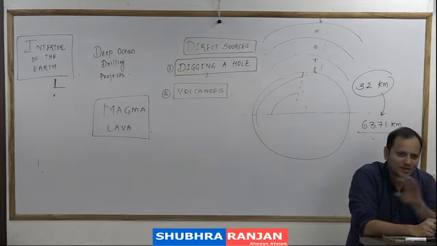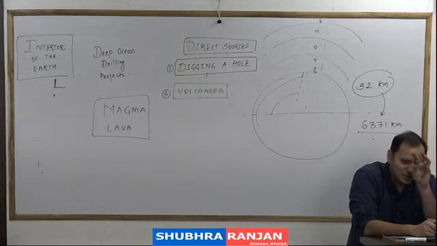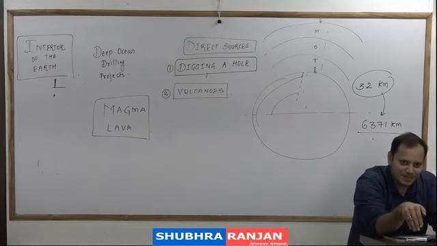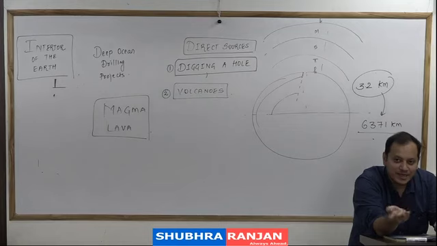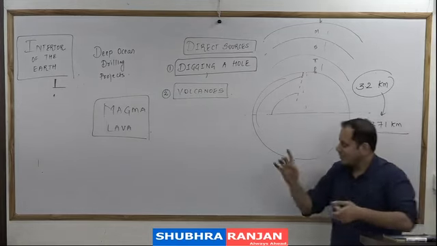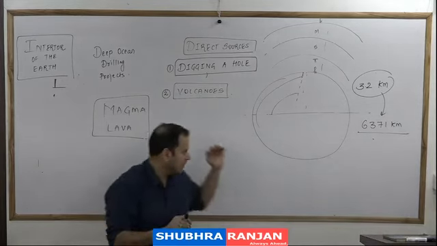ज्वालामुखी और ज्वाला, ज्वाला ही है. So that ज्वाला, if it is present below the earth, magma. अगर if it is present on the surface of the earth, then उसको कहेंगे हम lava. That is the only difference between the magma and lava.